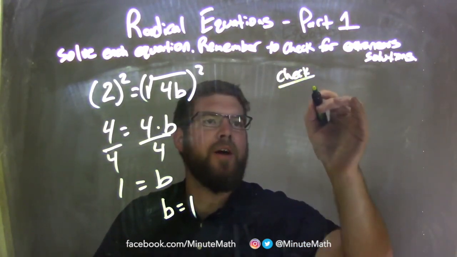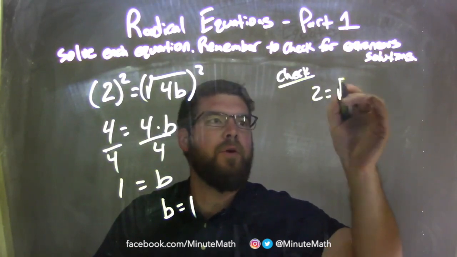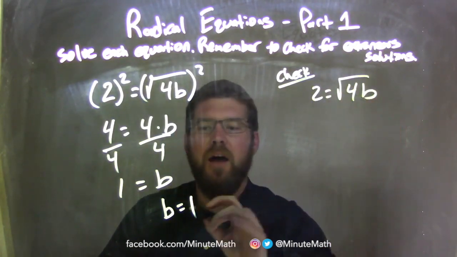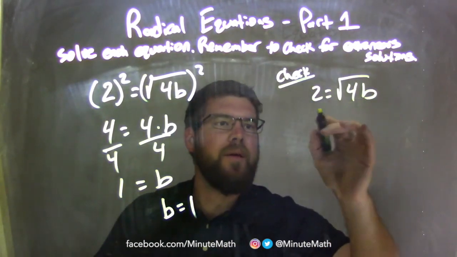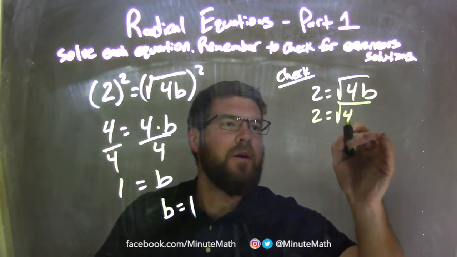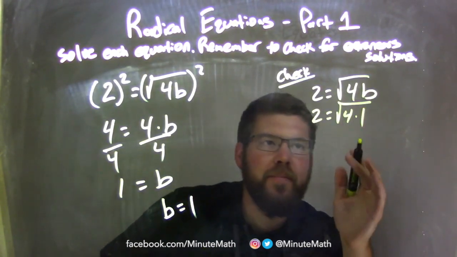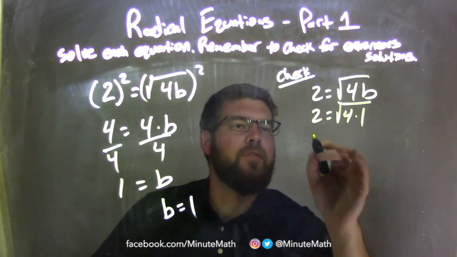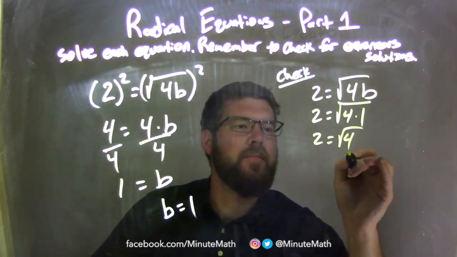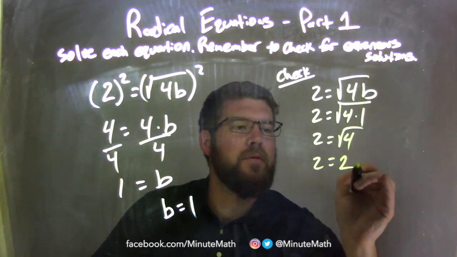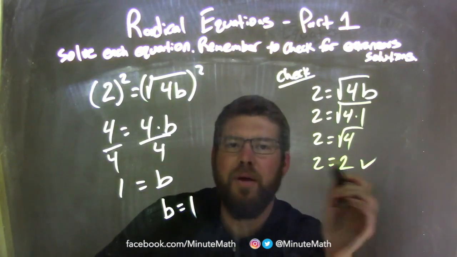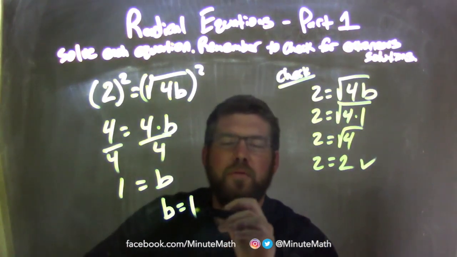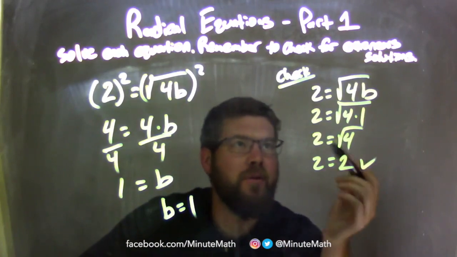So doing so, I write my original equation, 2 equals the square root of 4 times b. And then I'm going to plug this 1 in for b. So we have 2 equals the square root of 4 times 1. All right, now we're going to simplify. 4 times 1 is just 4. Square root of 4 is 2. And there we go. 2 equals 2. My left and right side are equal, so we're good. So b equals 1 is my real answer. There's no extraneous solution.